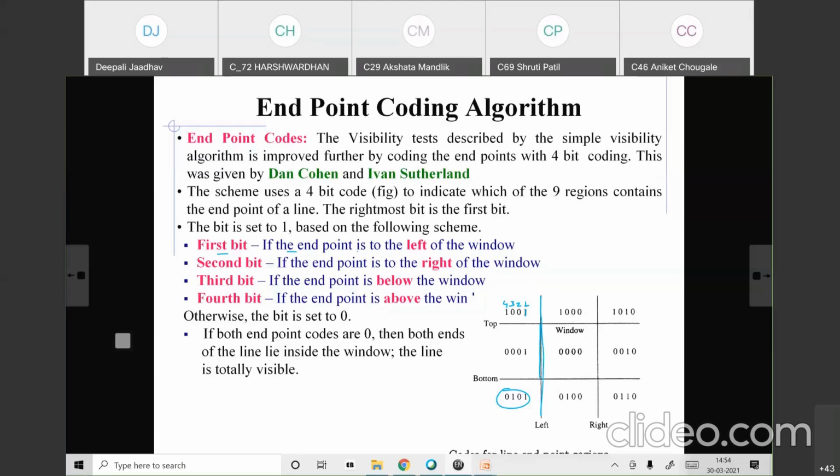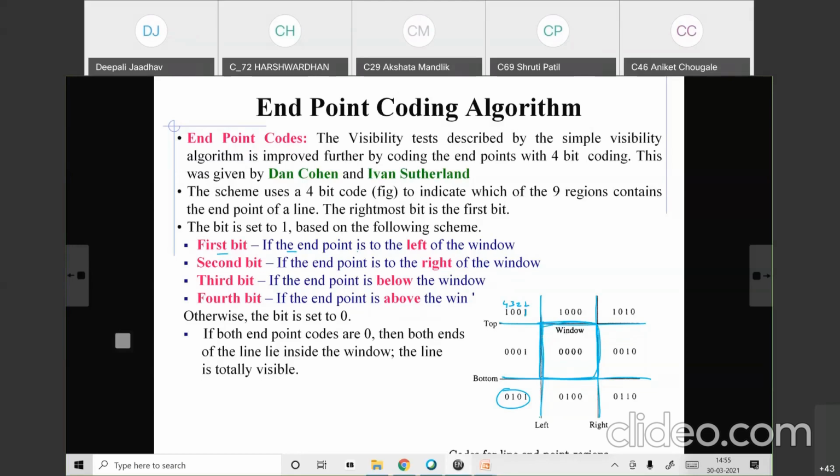This is our window, the actual window. Whatever is on this side, it is left. Whatever is here, it is on the right. Whatever is from above, it is above and top, and below is bottom. So this is our window. The remaining part is outside the window. So here the bit is set to 1 based on the scheme.